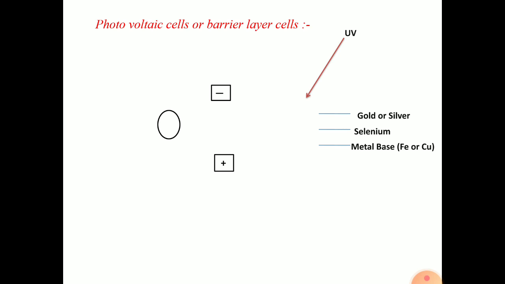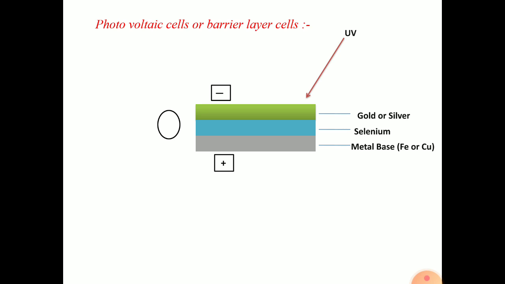In this photovoltaic cell, also called the photobarrier cell, we have one metal base. The metal base is made of copper or iron. Above the metal base, we coat selenium, a semiconducting material. Above the selenium layer, we sputter gold or silver, that is, we coat the gold or silver. So there are three layers: the metal base layer, the selenium layer, and the gold layer.